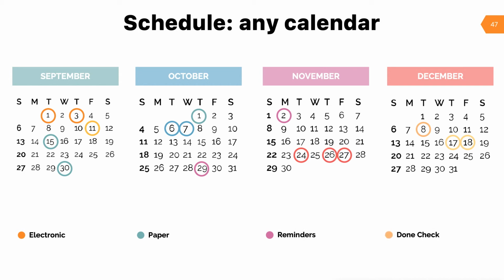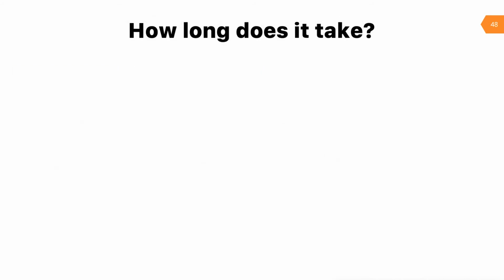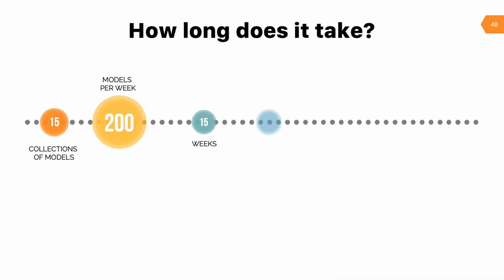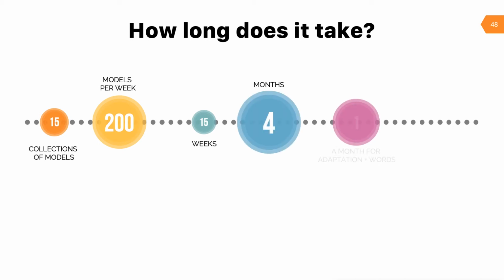So, how long does it all take? We have 15 collections of models, and you can do, for example, 200 models a week. It is very intense. Actually, that's 15 weeks, which is 4 months. Plus, we still have to lay 1 month in the build-up to the words, thus about 5 months. That is if you do 200 a week, 5 months.